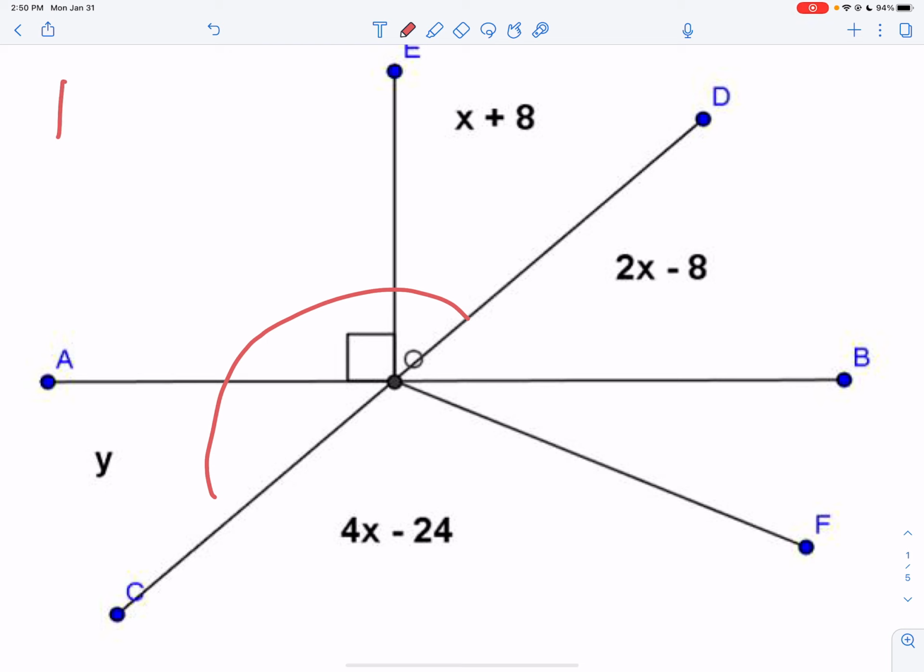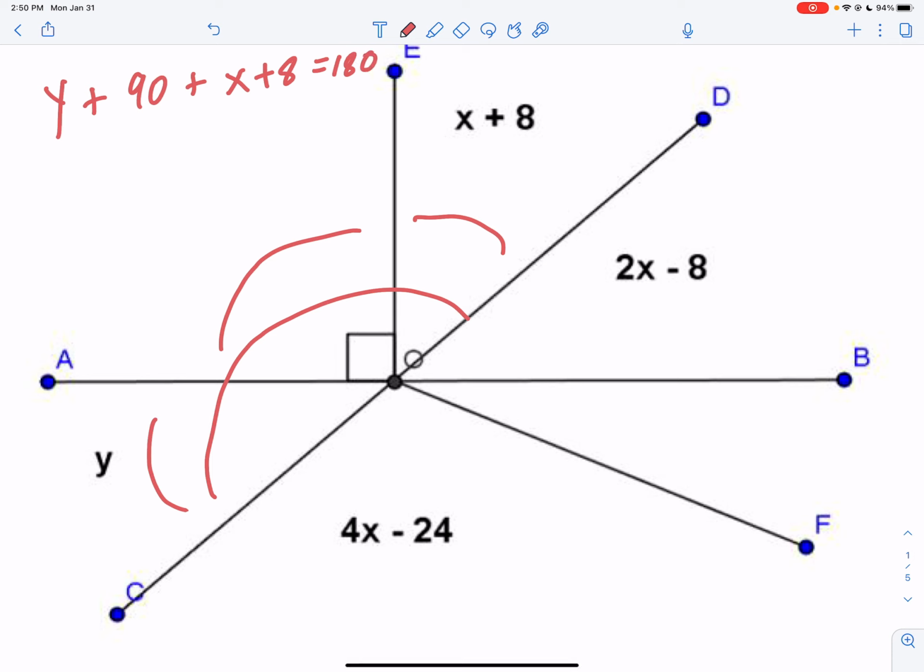Let's do our y for this angle, plus 90 degrees for this angle right here, plus x plus 8 from that angle, equals 180. Those are all of the consecutive angles on a line, and they sum to be 180 because they're supplementary. That's us using the vocabulary enough that it just sticks in our brain without having to actively memorize, because it doesn't work when we try to do that.